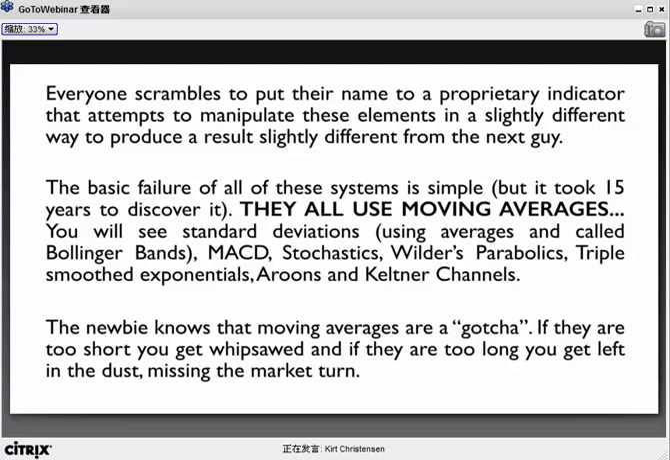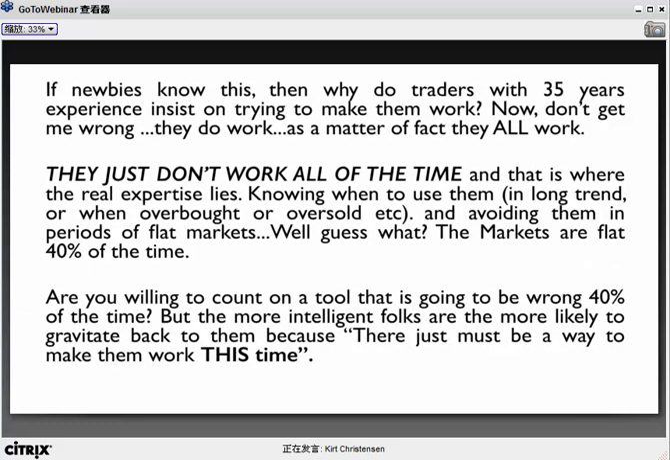But the failure of all these systems is that they all use moving averages. You've got all different kinds. You've got MACD and parabolics and Bollinger Bands. But even someone who's new to trading knows that moving averages are a huge gotcha. If you set them too short, you get whipsawed and go in and out of the market all the time. If they're too long, you get left in the dust. So even if newbies know that, then why do traders with 35 years of experience and on up still try to make moving averages work?